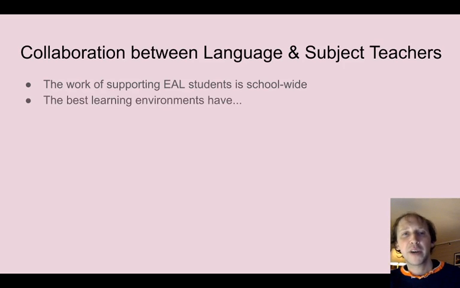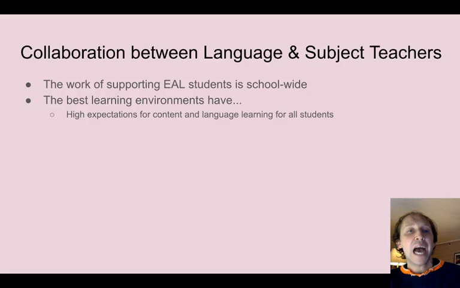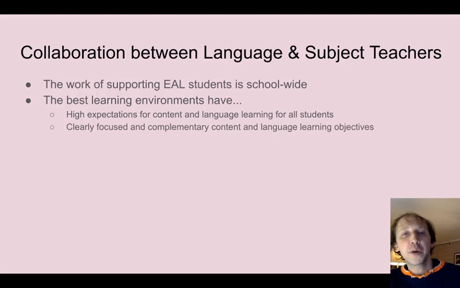The best learning environments tend to have, number one, high expectations for content and learning, language learning for all students, and then clearly focused and complementary content and language learning objectives. That is to say that there are specific language learning objectives that are paired with content learning objectives. And these are paired based on what language functions the students will need for that particular unit.